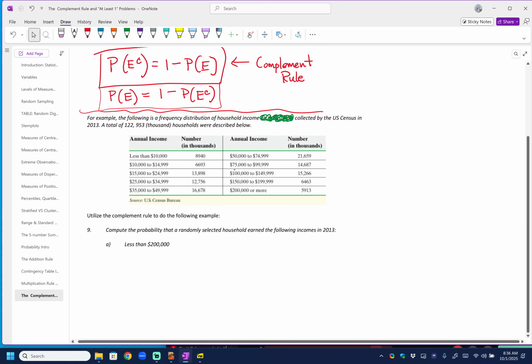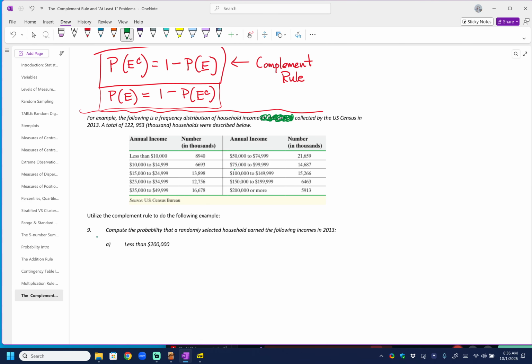Okay, so let's look at what this problem is asking. It says, compute the probability that a randomly selected household earned the following incomes in 2013, specifically less than 200,000. It looks like they're trying to guide us to use the complement rule, but we probably want to discuss why. If we look at the quantity less than 200,000, you can clearly see that the value 200,000 is listed here in the category 200,000 or more. So this problem is asking for anything less than that. What does that exactly include? Well, that's going to include all of these values right here.